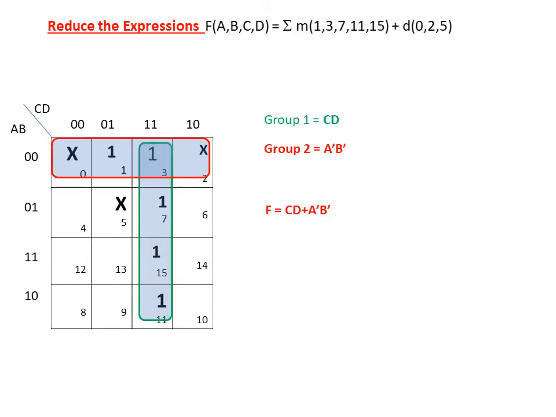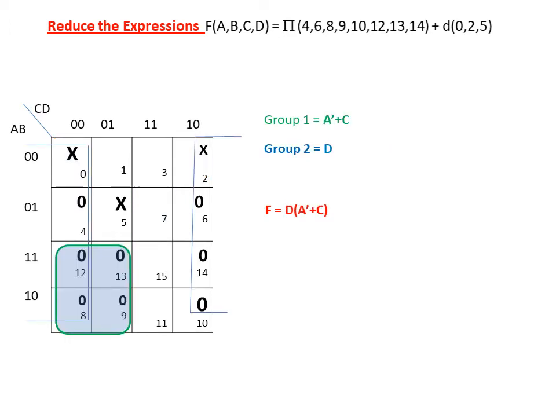Now in this question, an SOP expression with don't cares, the don't cares are 0, 2 and 5. We can reduce the expression in this way. These 4 go into one group and these 4 into another group. If you are not grouping a don't care, it is not a problem. For these two groups, the answer is, sorry, A bar B bar, and here CD.